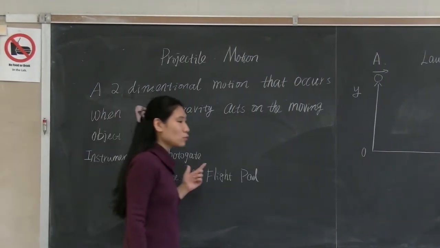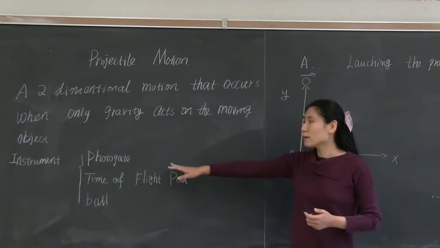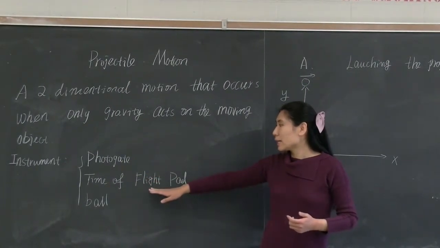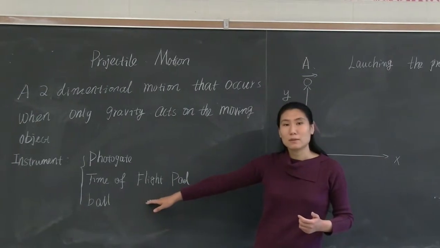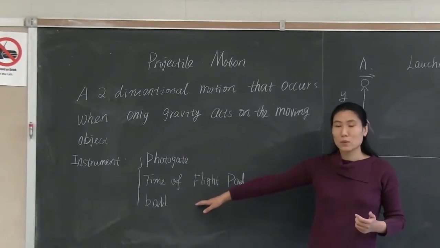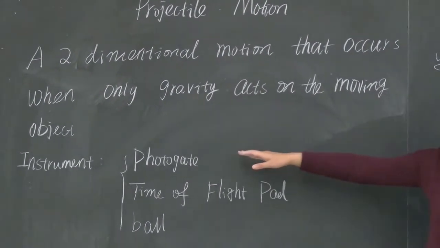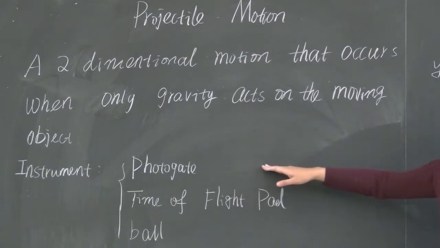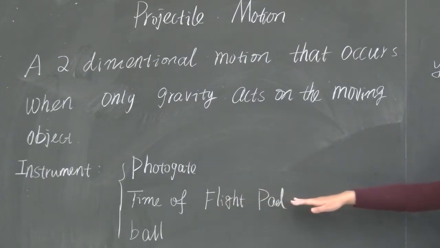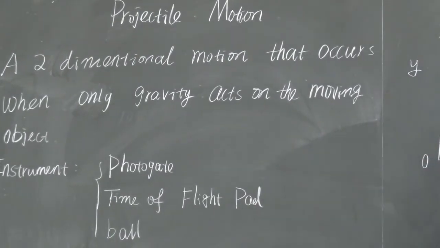Today the instruments we are going to use include a photo gate, a time of flight pipe, and the ball we are shooting with, which is a projectile. The photo gate is for recording the initial velocity of the ball coming out of the projectile launcher, and the time of flight pipe will measure how long it takes for the projectile to come down to the ground. So this measures the time, and this is the projectile we are using.